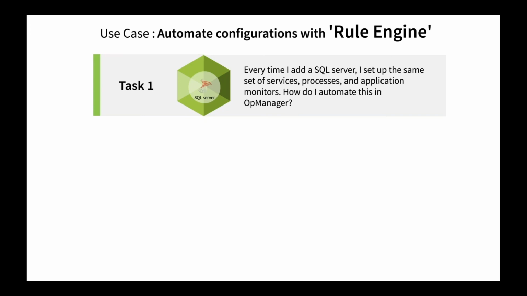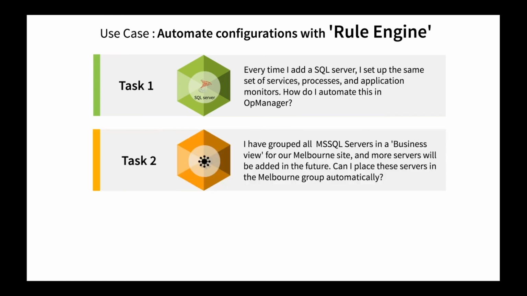So how do I automate this in OpManager? I have grouped all my SQL servers in a business view for our Melbourne site, and more servers will be added in future. Can I place these servers in the Melbourne group automatically? So he wanted to add the devices in. Whenever a network scan is happening, and it identifies the server as a SQL server, this administrator wants the SQL servers to be put on the Melbourne site.